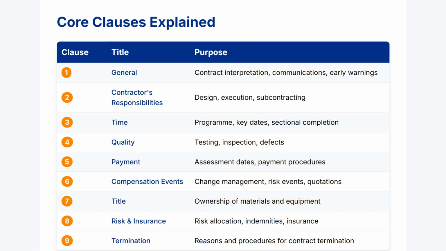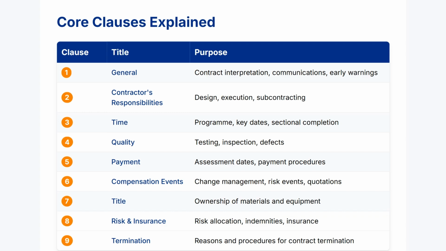The 9 core clauses form the backbone of every NEC4 ECC contract. Clause 1, General, establishes contract interpretation principles and the early warning mechanism, which is central to NEC's proactive management approach. Clause 2 defines the contractor's responsibilities regarding design, workmanship, and subcontracting. Clause 3 covers all time-related matters, including the critically important program requirements. Clause 4 addresses quality management through testing and inspection procedures. Clause 5 outlines the payment assessment and certification process.